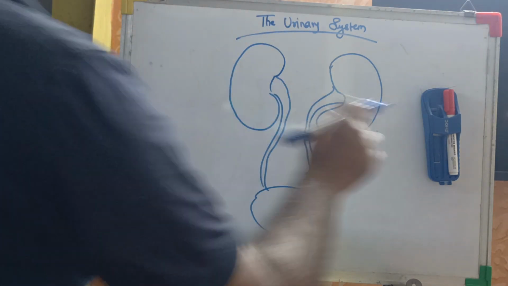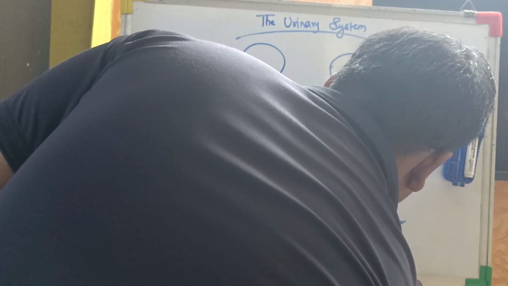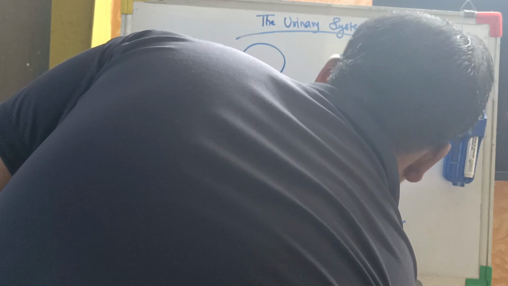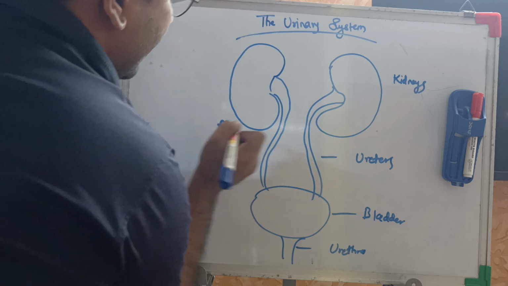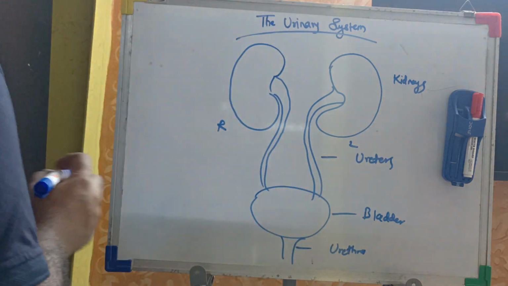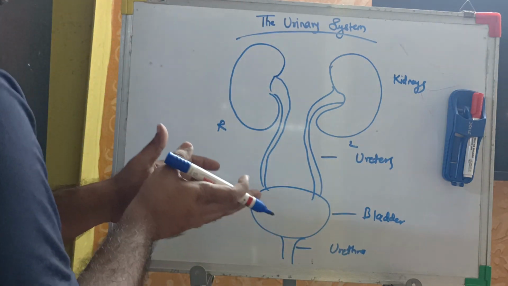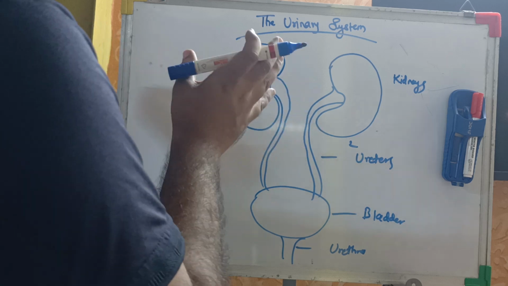So we have two kidneys, the right and the left. These are the kidneys, two ureters, one bladder, the urinary bladder, and the urethra. This is the right kidney and this is the left kidney. The right kidney is slightly lower in position than the left kidney because of the position of the liver.